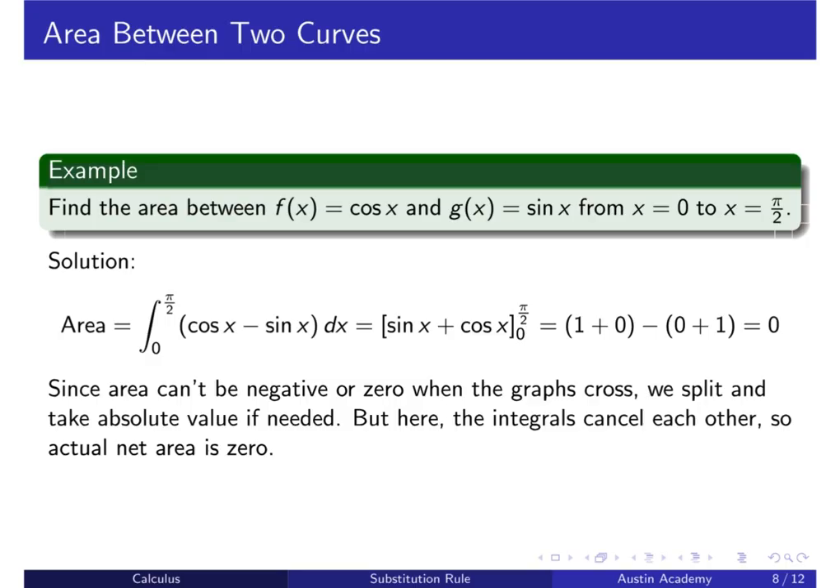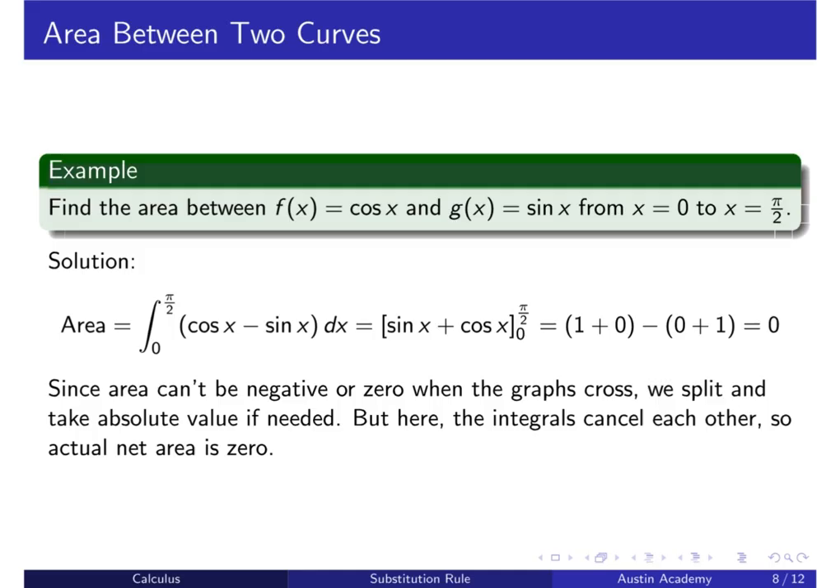Example 4. Find the area between f of x equals cosine x and g of x equals sine x, from x equals 0 to pi over 2. We integrate the integral from 0 to pi over 2 of open parenthesis cosine x minus sine x close parenthesis dx. This equals sine x plus cosine x, evaluated from 0 to pi over 2.